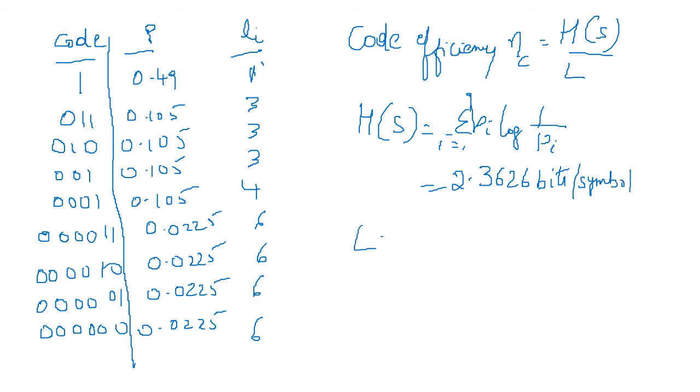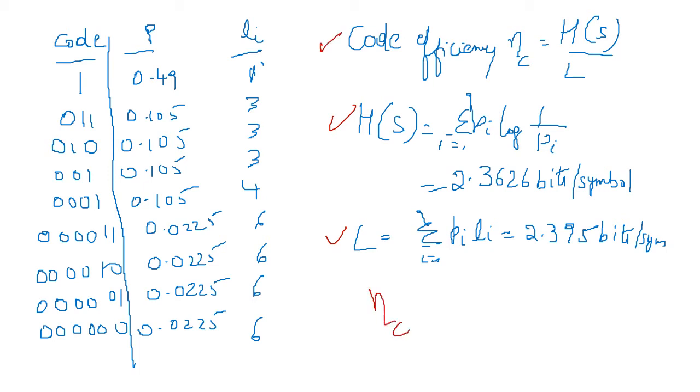Next, capital L, that is average length of the code word, is summation of i equal to 1 to 9 of pi into li. Now the length of the code word is different here, so we will get the average code word length as 2.395 bits per symbol. Now substitute the value of L and H of S in your code efficiency formula. So code efficiency eta c for Shannon Fano code, you are going to get it as 98.64%, which is better than your Shannon's encoding algorithm.